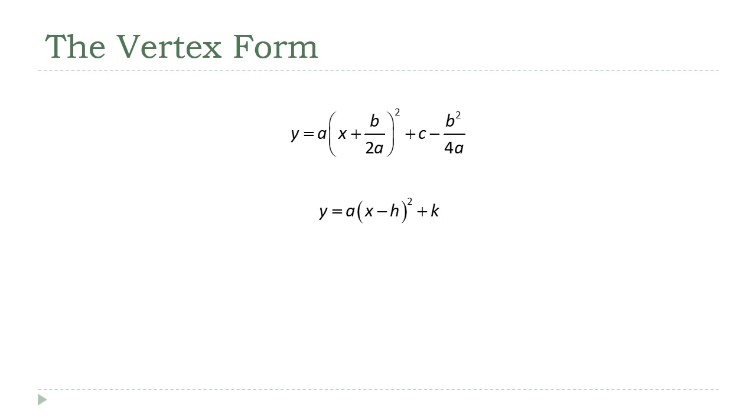We call it that because you can really easily grab the coordinates of the vertex. If you can manipulate your quadratic equation into this form, the coordinates of the vertex are h comma k. And you'll notice, I did fudge a little bit. I changed that plus to a minus. That way, I can say that the coordinates of the vertex are just h comma k. If I had left it as plus, then it would be minus h comma k, and that's maybe a little harder to remember. So we usually write it this way, x minus h and then plus k on the end.